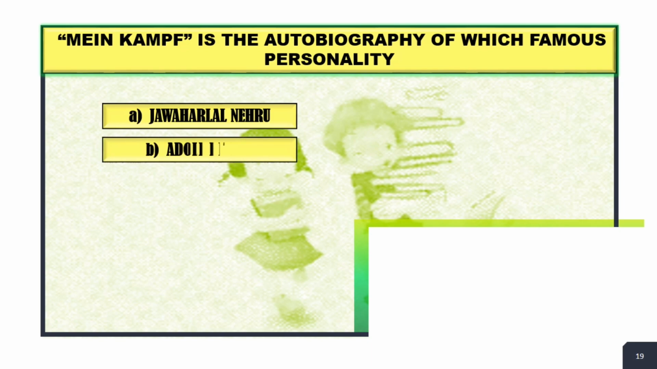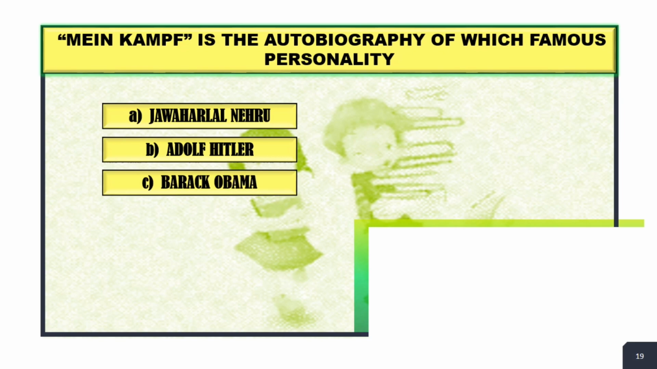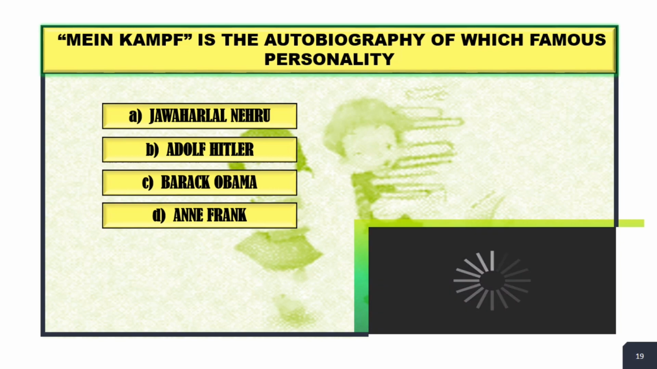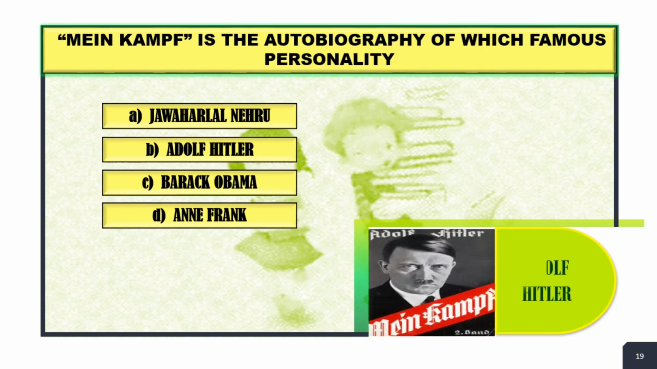Number 19. Mein Kampf is the autobiography of which famous personality? A. Jawaharlal Nehru. B. Adolf Hitler. C. Barack Obama. D. Anne Frank. Answer, Adolf Hitler.